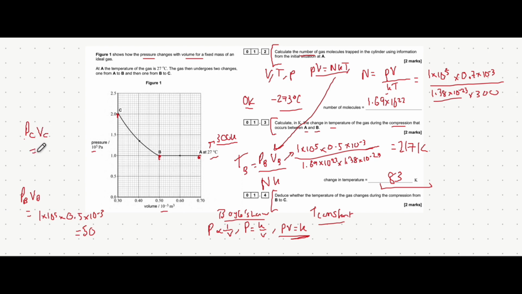Let's now check if the pressure at C times the volume at C is also 50. So that's going to be equal to, 2 times, so the pressure there is 2 times 10 to the power of 5. We multiply that by the volume at C, which is 0.3 times 10 to the power of minus 3. And that gives you a value of 60. So we see that pressure times volume is not constant here. That means that Boyle's law is not applicable, so temperature is not constant. And that's it. That's everything for this question.